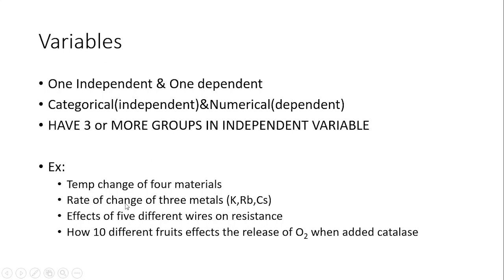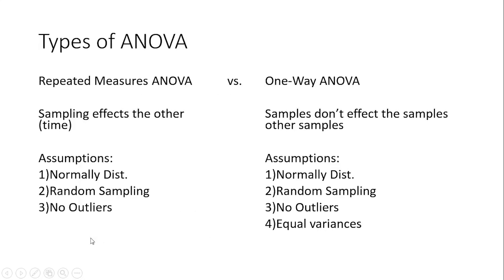And let's see, rate of change. Rate is subtracting one number from another, and that means it is numerical and dependent. And the metals change the dependent variable, so these are independent. This is the independent variable, and it has 3 metals, so it has 3 groups. And this has 5, this has 10. You get the idea.